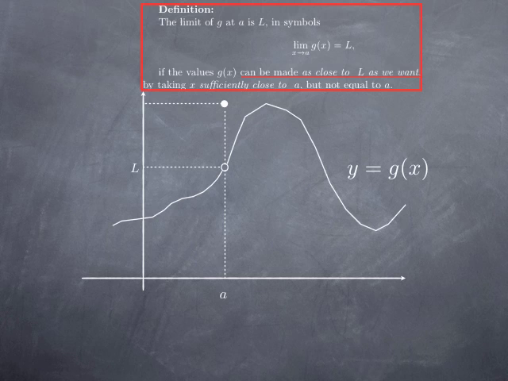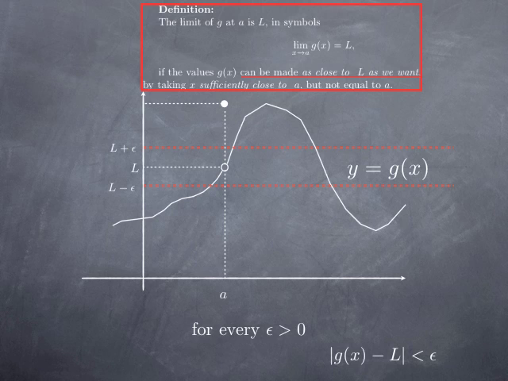So let's go over this argument again. We want the values g of x to be made as close to L as we want. In other words, if we fix a distance, let's call this distance epsilon, or any distance epsilon that we fix, we want to make the values g of x be within epsilon of the limit L. In other words, we want g of x to fall within this horizontal band between L minus epsilon and L plus epsilon.